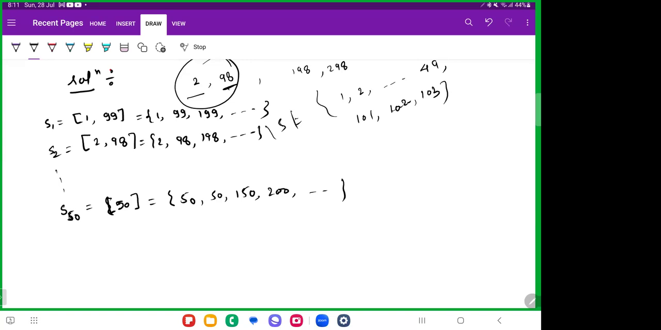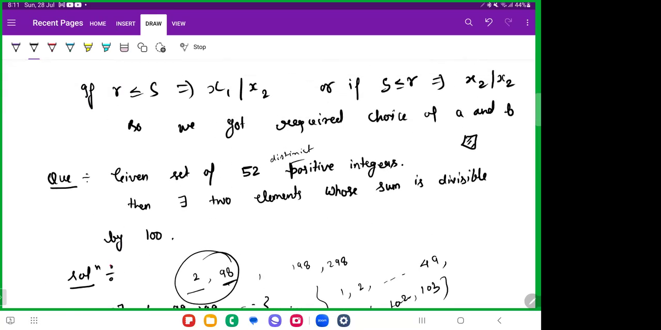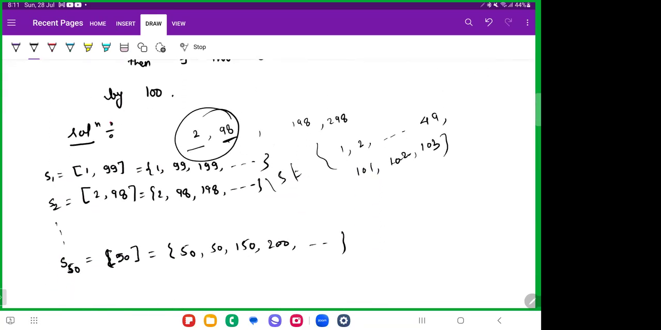Sir, but the question says we can choose any two elements. So once we choose one of the elements over here, then we are fixed with a given bucket. No, you have 52 elements, right? Let's say I choose 150, then I cannot go anywhere else. I know there is only one place I can find 50 or other combinations. See, you are not understanding correctly. So let me explain again.